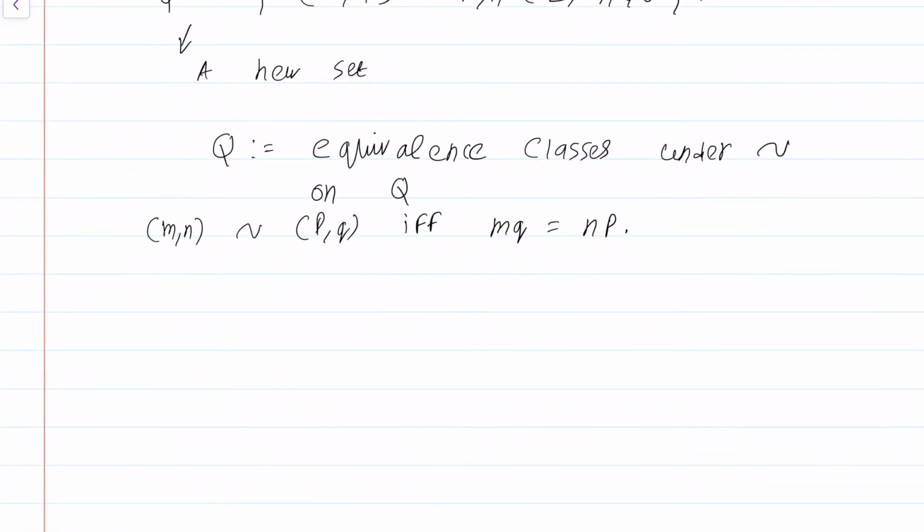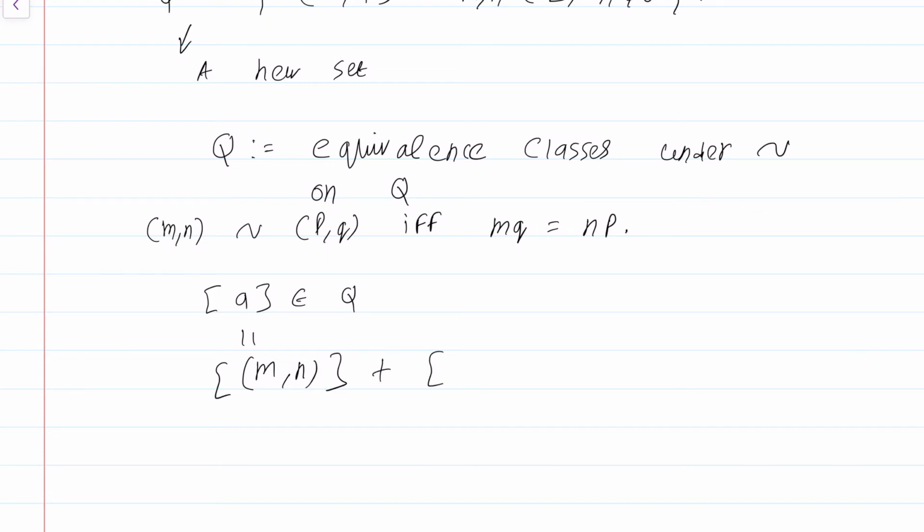So what needs to be done now is to equip this collection of equivalence classes with an addition and a multiplication. And how you do it is with what is known as a representative. Given any equivalence class, let's say A in Q, it can be represented as the square bracket of (m, n), where (m, n) is some ordered pair of integers with n not equal to 0.